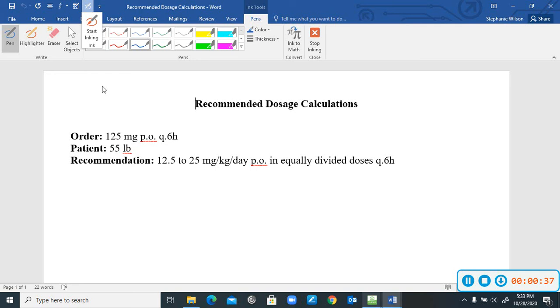So I want to stay as close to the rounding methods, but as long as you know how to do the math, no matter where you go, whatever instructor or place of employment tells you to round to, you'll be able to do it because you can do the math. So I want to start off with this recommended dosage calculations, and then I'm going to do a couple without that. So on this here, whenever we're doing dosage calculations, we're going to determine based upon what is prescribed versus what is available or the supply.